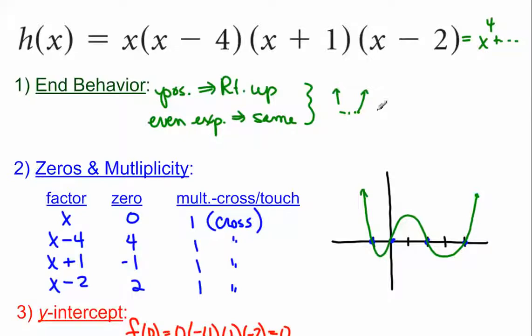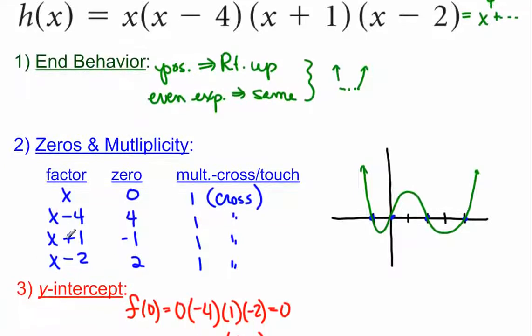It's positive, so my right side goes up, and the exponent is even, so that means both sides do the same thing. Okay, now what about the zeros? Well, we just look right there at the factors, copy them down, and determine the zeros from that. What makes this zero, what makes this zero, etc. So our zeros are 0, positive 4, negative 1, and positive 2.